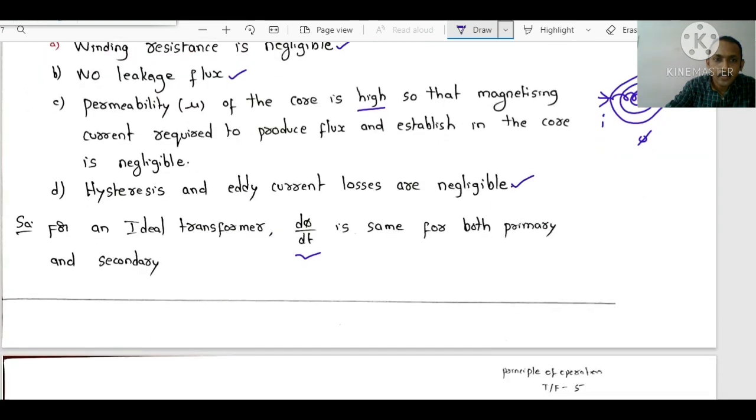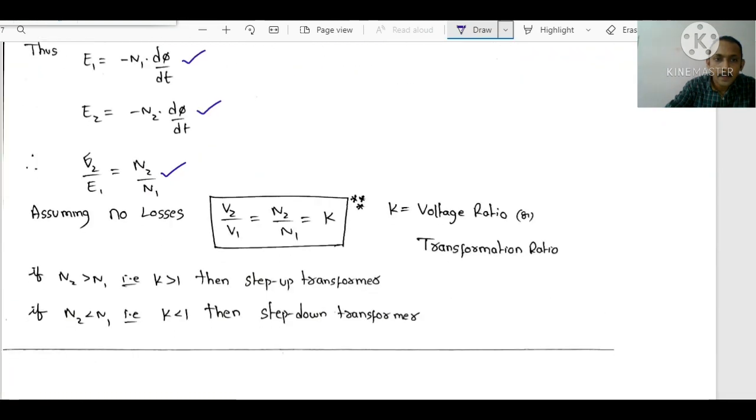Now observe, if there are no losses, what will happen? That E2 will be equal to V2. V2 by V1 equals N2 by N1 equals K. Very, very important, dear students. In objective bits, they will be asking: K is called what? Voltage ratio or transformation ratio.